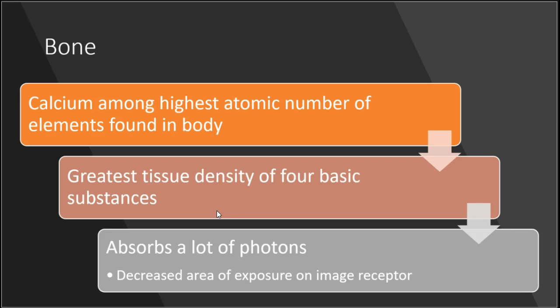Bone, calcium, among the highest atomic number of the elements found in the body, so greatest tissue density of the 4 basic substances that the body is made up of. It absorbs a lot of the photons, so it decreases the area of exposure on the IR. You're going to see white on your IR.